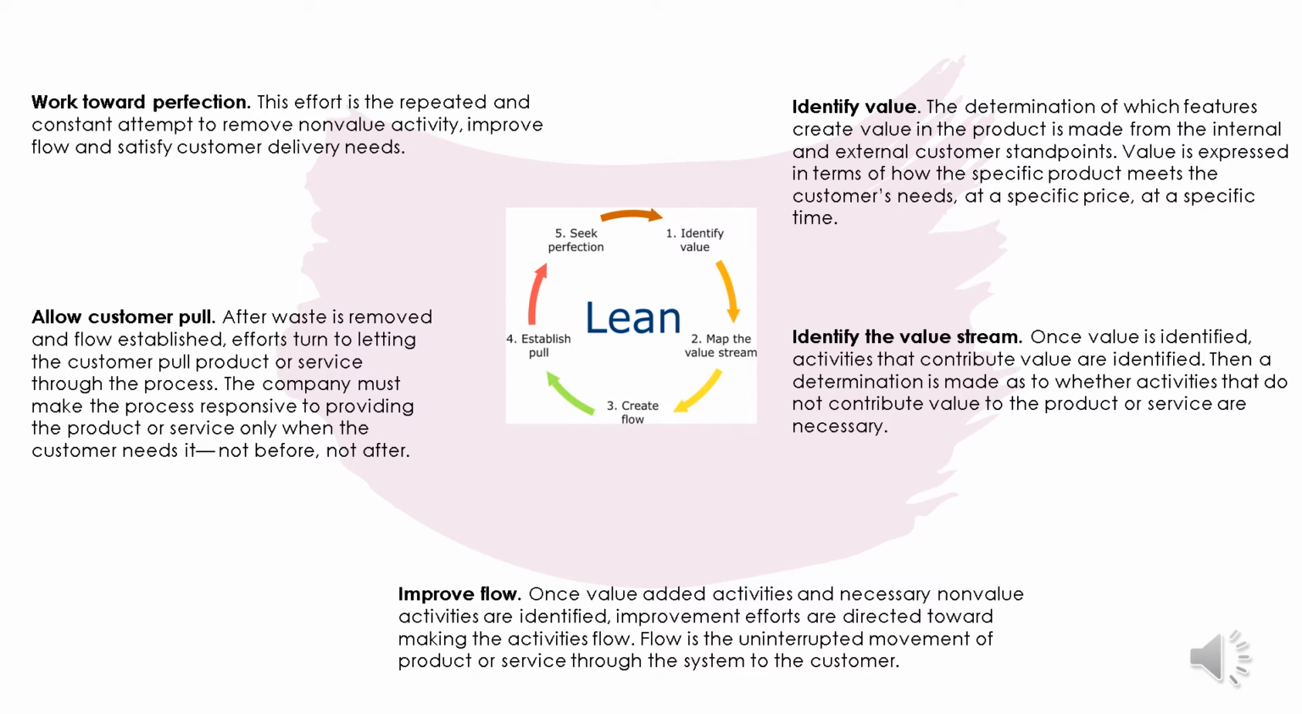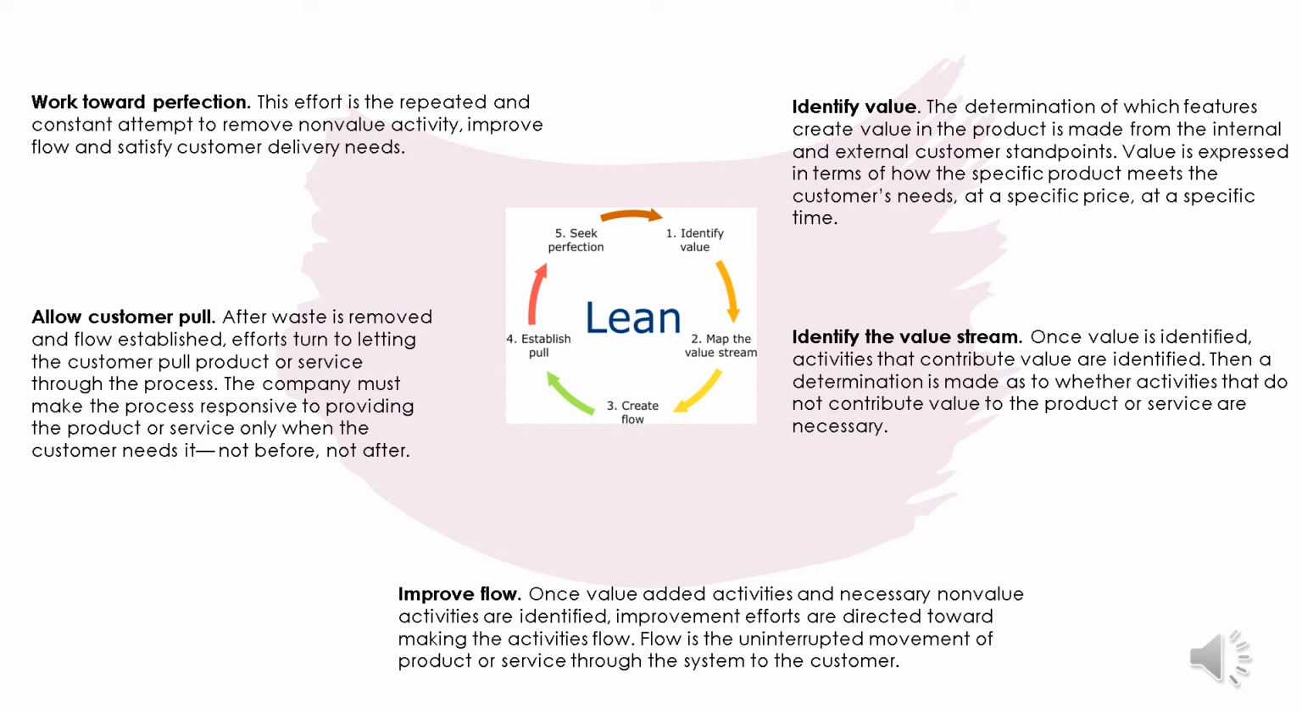Number 3. Improve flow. Once value-added activities and necessary non-value activities are identified, improvement efforts are directed toward making the activities flow. Flow is the uninterrupted movement of product or service through the system to the customer.